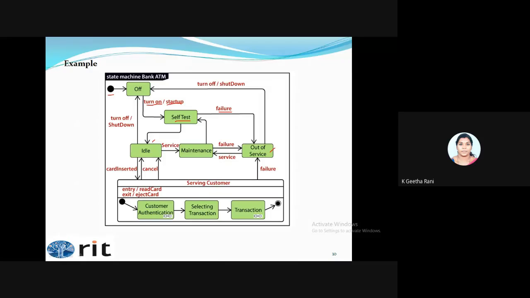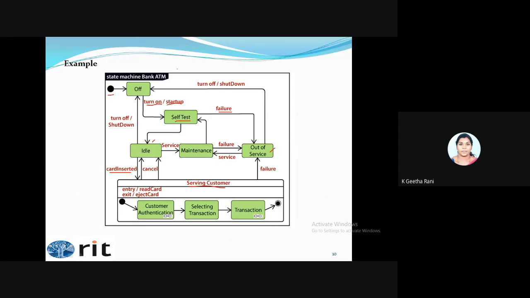When we have an event here, card inserted, because this idle state will be interacting with the customer, it goes to the serving customer state. Here I'm using a composite state. We have so many substates, like customer authentication, selecting transaction, and transaction. A composite state consists of substates, so this is how we represent it.